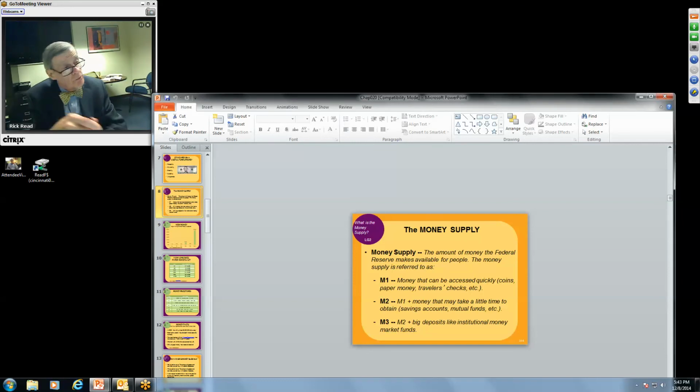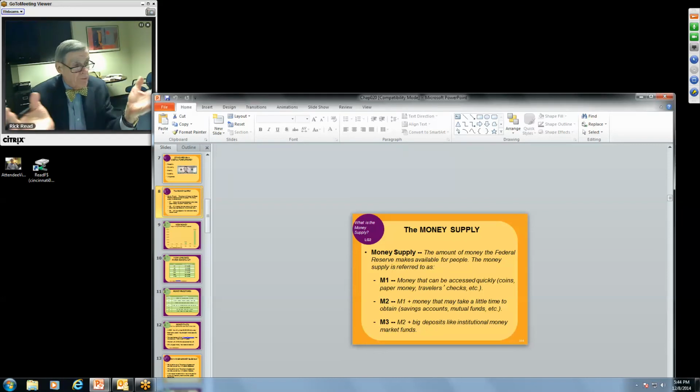Now, M2 builds on M1. So it's M1 plus, if you will, and it takes things in here like savings accounts, mutual funds, and things of that nature. And then M3 is M2 plus. So it builds upon M2 plus. And these are big deposits, notice, money market funds, things of that nature from institutions.